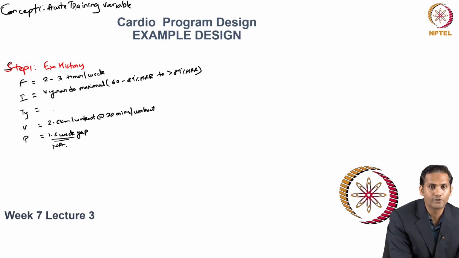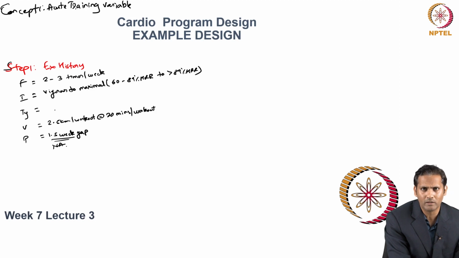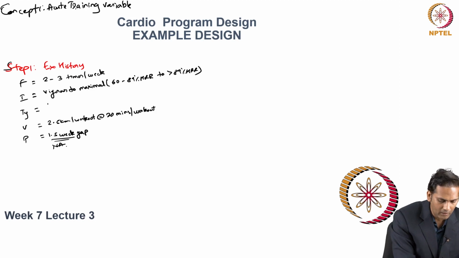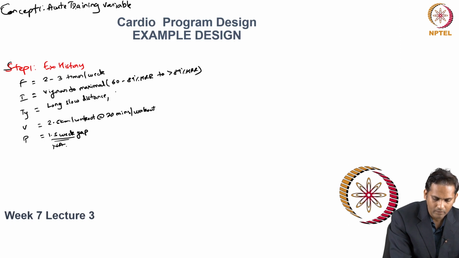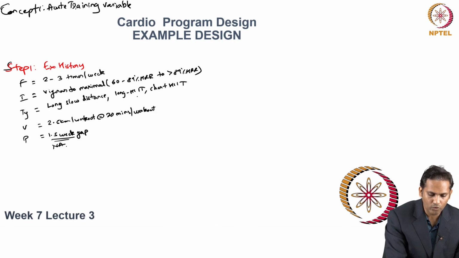What type of stimulation had I trained? Using long, slow distance at vigorous intensity, a long HIIT, and a short HIIT. Here you have to specifically mention the additional detail of long and short HIIT.